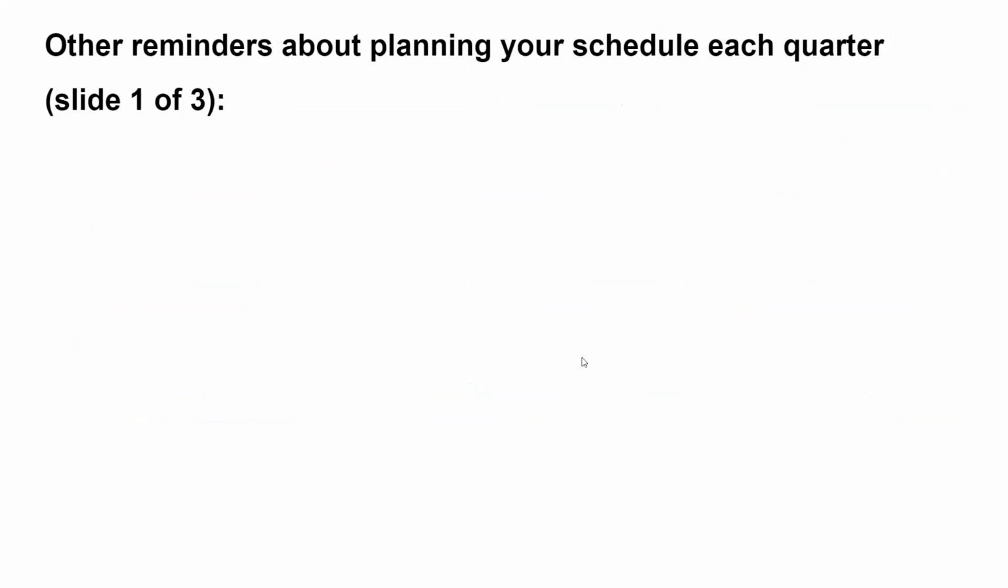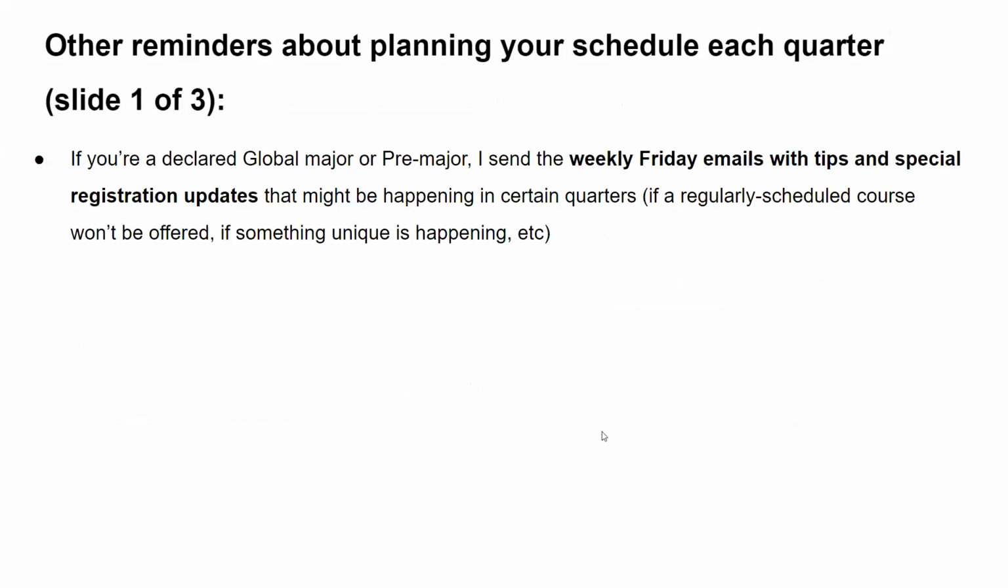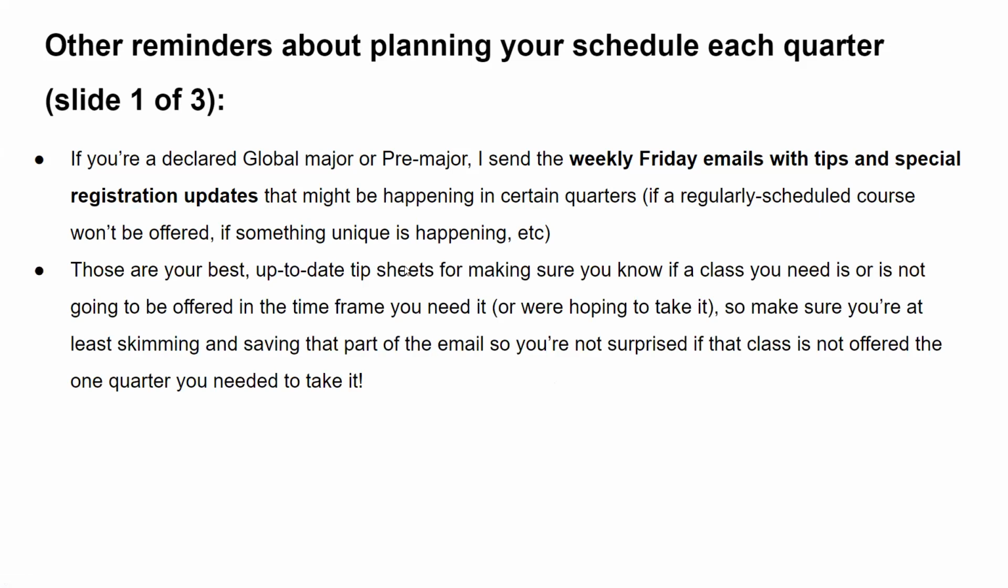And then other reminders about planning your schedule each quarter. If you're a declared global or pre-global major, we do send weekly Friday emails with tips and special registration updates that might be happening in certain quarters. So for example, if a course that you might have been counting on that seems pretty regular on the schedule is not actually offering, if there's something unique that's coming up, if there's a class that isn't usually offered that certain people might fit the profile of taking, that's where you're going to want to be watching your emails for the weekly Friday email. That is your best up-to-date tip sheet for making sure that you know if the class that you need is or is not going to be offered in the time frame that you need it.